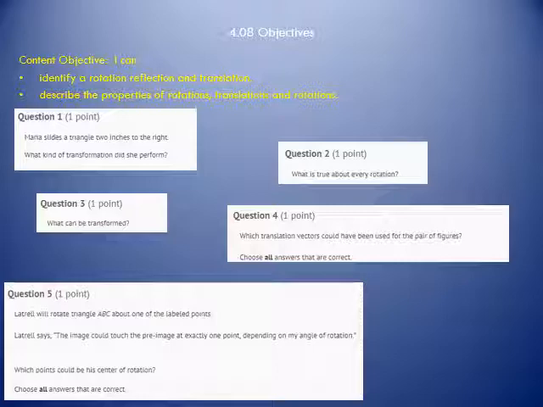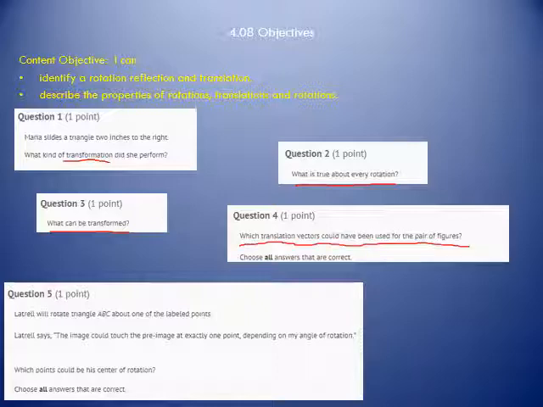Your question one, we're working more on our transformations. So your question one is going to look at identifying a transformation. Question two is going to ask about rotation. I'm not identifying it, but just asking what could be true about rotations. Question three is going to talk about what can be transformed. Question four, which translation vectors could have been used for the pair of figures?